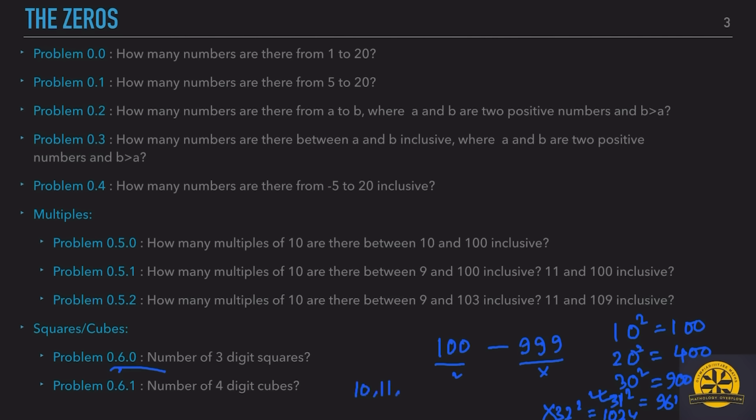So our sequence becomes 10, 11, all the way up to 31. And we can easily see, since 10 and 31 are included in the sequence, there are 31 minus 10 plus 1, 22 numbers in this sequence. Give 0.6.1 a try and comment down your approach.